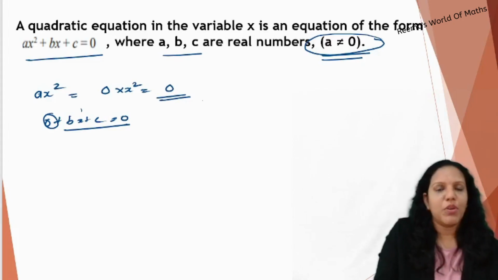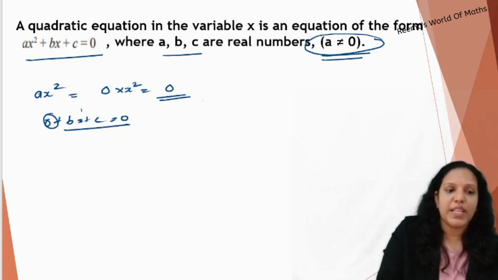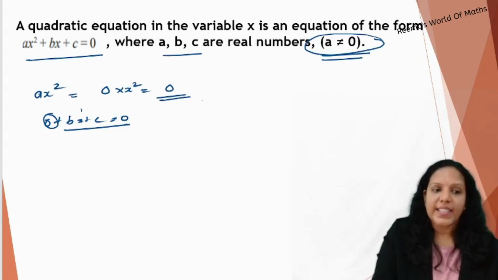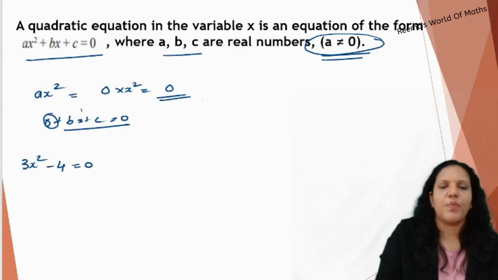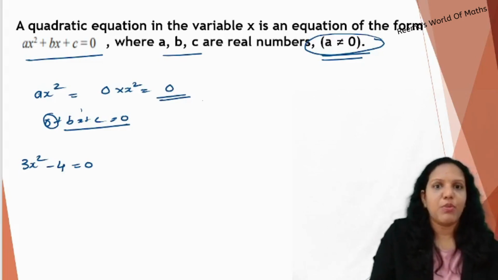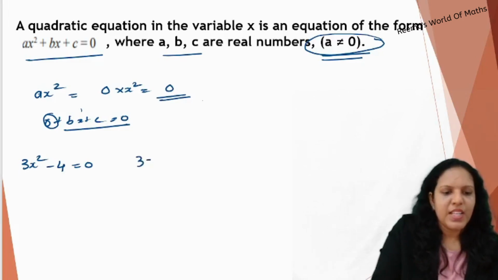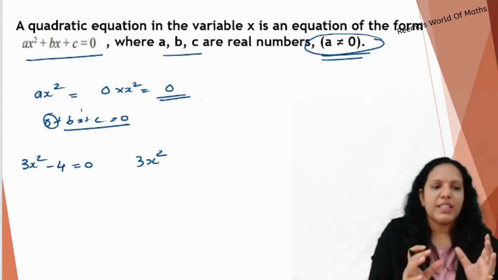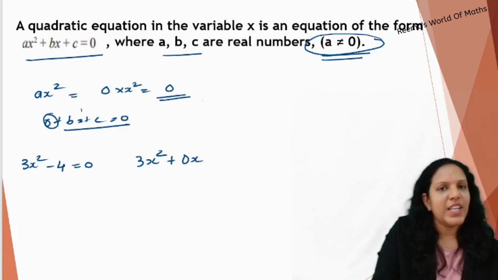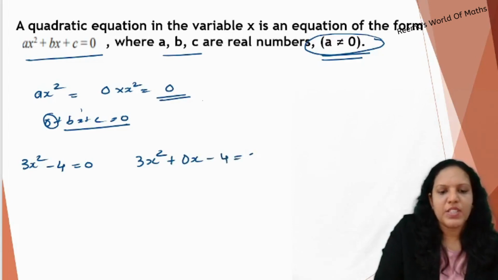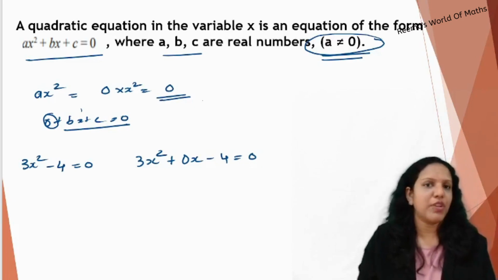Now, the standard form of a quadratic equation, as we said, is ax squared plus bx plus c equals 0. a is the coefficient of x squared, b is the coefficient of x, and c is the constant term. Now let's see a quadratic, 3x squared minus 4 equals 0. What is the standard form of this quadratic equation? We can write 3x squared. Even if the second term is missing there, we can consider it as 3x squared plus 0x minus 4 equals 0. Correct? So this is the standard form of a quadratic equation.